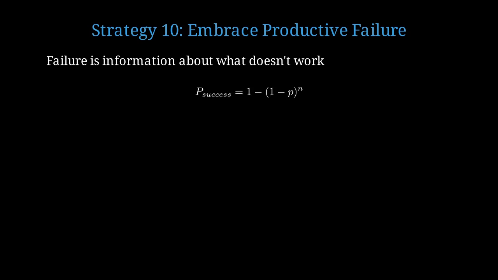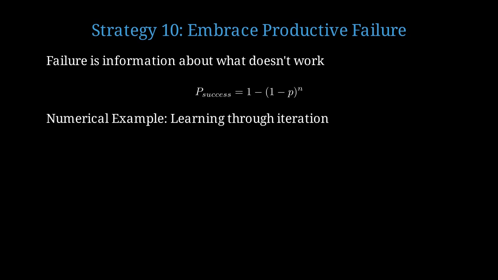P(success) is overall success probability, p is single attempt probability, and n is number of attempts. Let's say you have a 10% chance of solving a novel problem on any single attempt. After one attempt, you have a 10% success chance. After 10 attempts, it rises to 65%. After 20 attempts, you have an 88% chance of success.